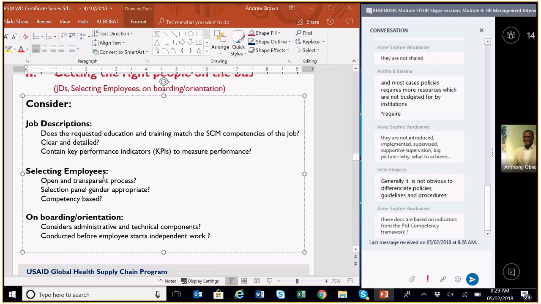When selecting employees, again, the pre-reading material gives you an open and transparent process to be followed for that to happen. An open and transparent process will ensure that people with the right competencies are selected for the job, rather than someone's relative or someone's friend. And I am aware that in a number of cultures, the pressures for supporting family, friends, etc. are very strong and often an overriding process.